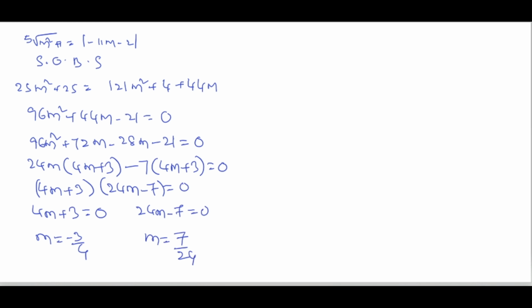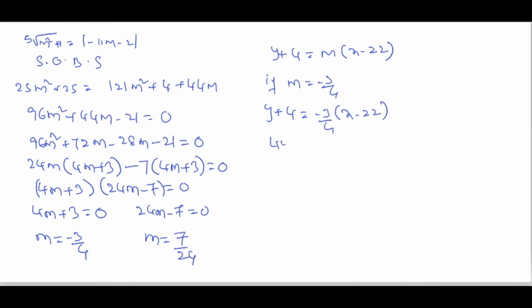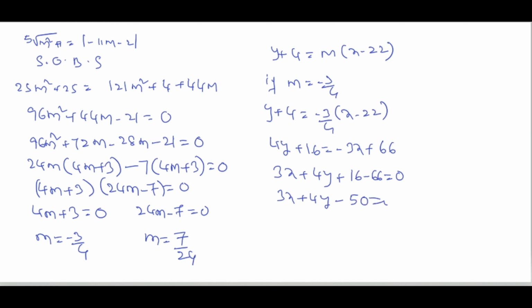Now the equation of the direct common tangent is y plus 4 is equal to m of x minus 22. If m is equal to minus 3 by 4, substituting the m value in this equation, y plus 4 is equal to minus 3 by 4 into x minus 22. 4y plus 16 is equal to minus 3x plus 66. That is 3x plus 4y plus 16 minus 66 is equal to 0. That is 3x plus 4y minus 50 is equal to 0. This is one common tangent.